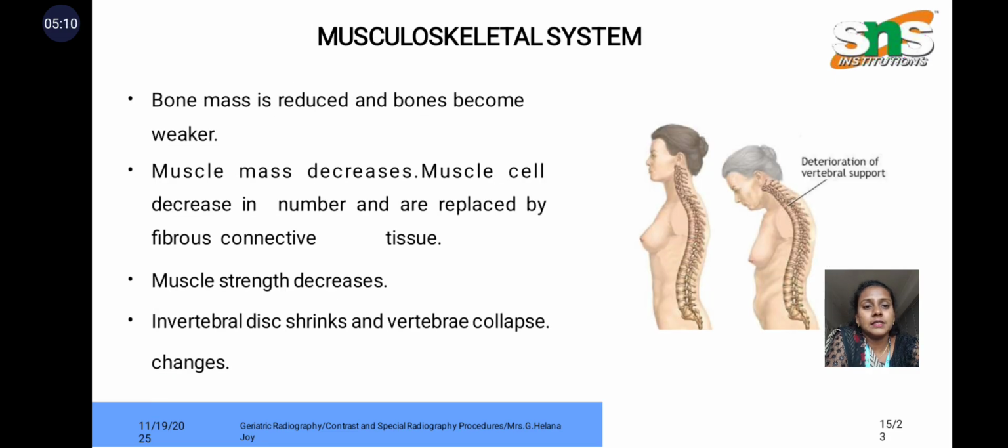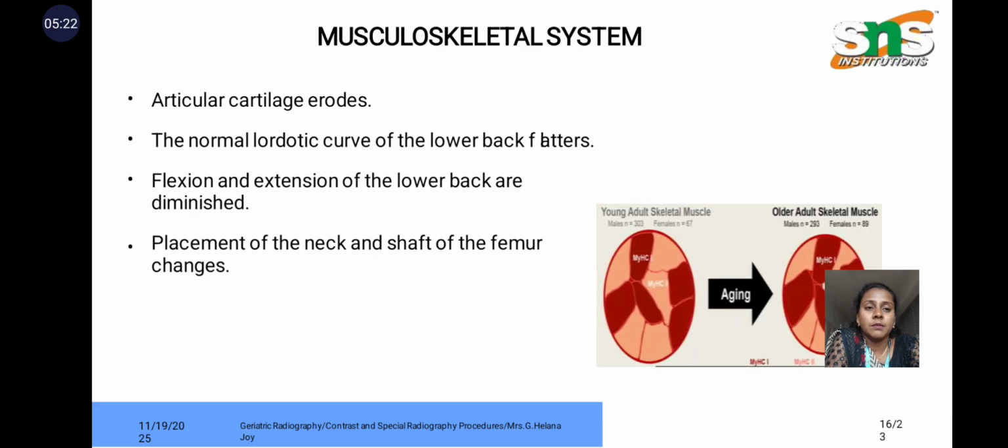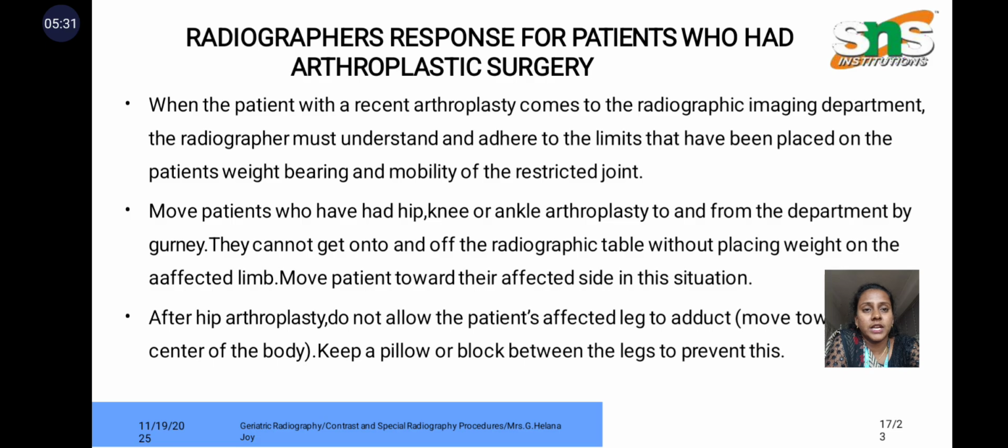In the musculoskeletal system, bone mass is reduced and bones become weaker. Muscle strength also decreases. The intervertebral discs shrink and vertebral collapse can occur. The articular cartilage gets eroded, and the placement of the neck and shaft of the femur changes.